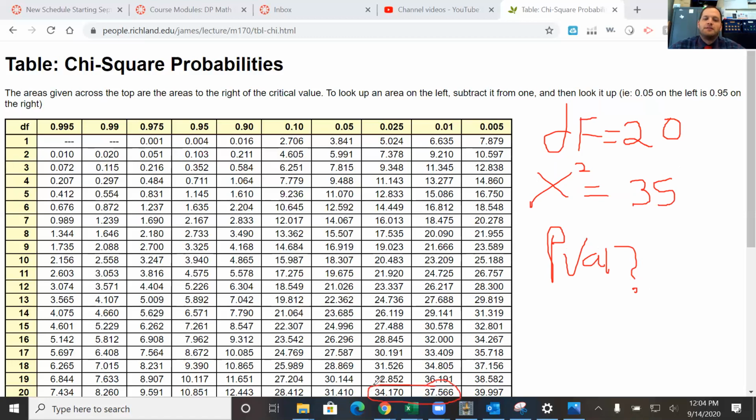So the 35 is going to land somewhere between 34 and 37, a little bit closer to the 34. So we're going to be pretty close to the 0.02, just a little bit less, so maybe 0.02 would be our p-value, somewhere right in there. In that case, we would probably reject our null hypothesis.